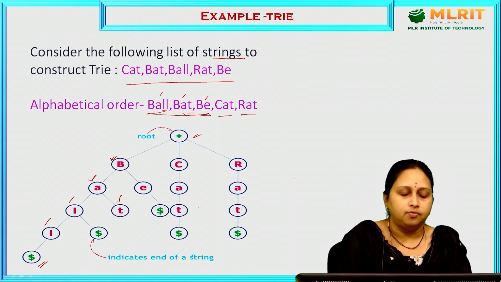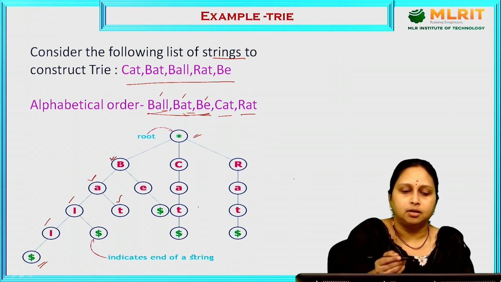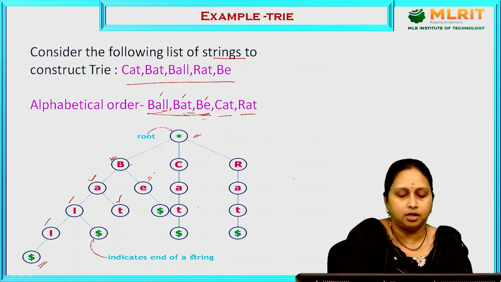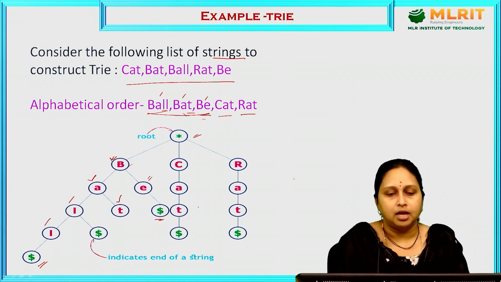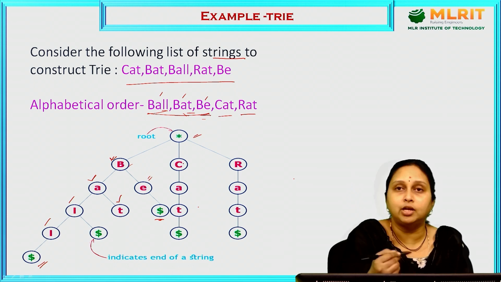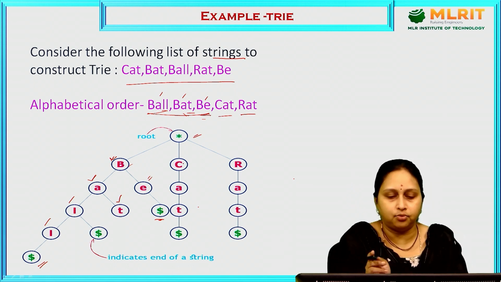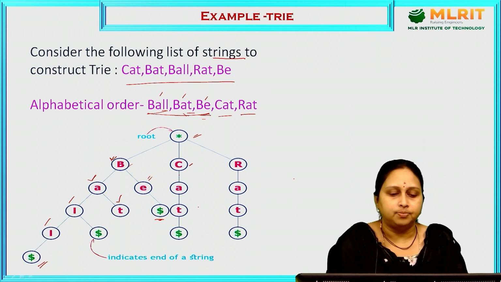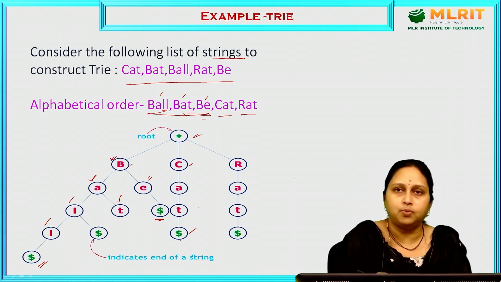And then if you are going to see, B is already present. From there, from the transition only, we are going to connect E, and it is going to end with $. And the next one is cat. This is a new character which you are finding, right? So that we need to start with the new node, CAT, cat, right? And end with the dollar symbol.